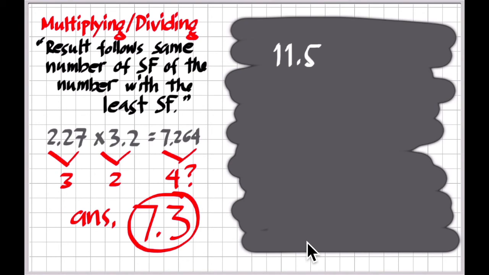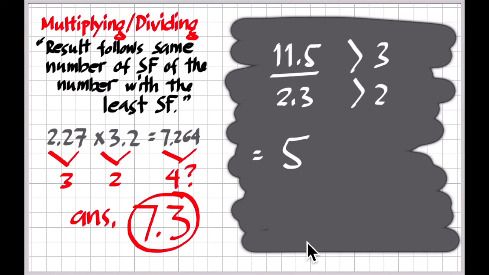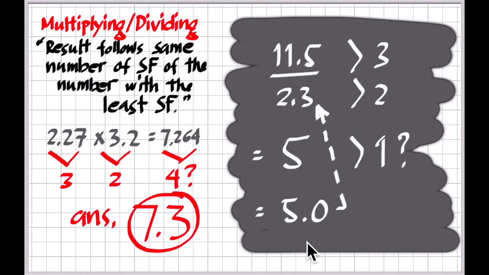Now another here, 11.5 divided by 2.3. Using calculator, this will give us 5 as the final answer. Isn't there a problem with this one, guys? You see, we have 3 significant figures in the first number and 2 significant figures in the second, and our result has only 1. We are losing something here. This must be wrong. To correct this, the answer should be 5.0, following the number of significant figures of the one with lesser number of significant figures among those numbers you combine.